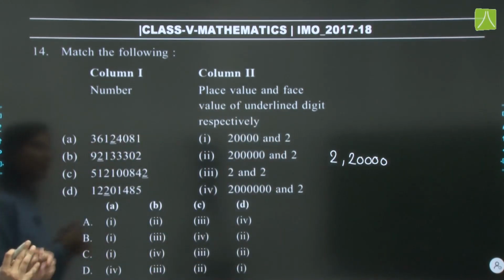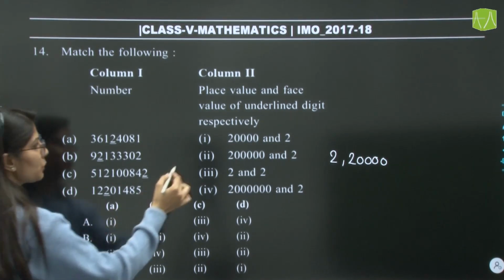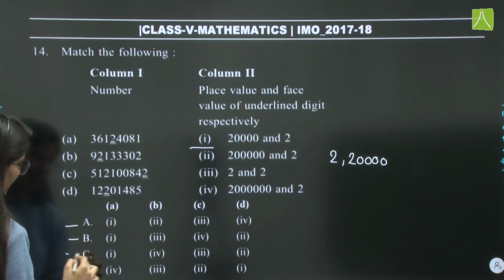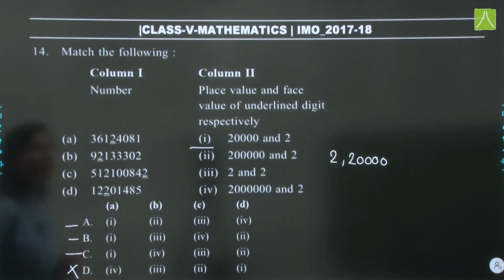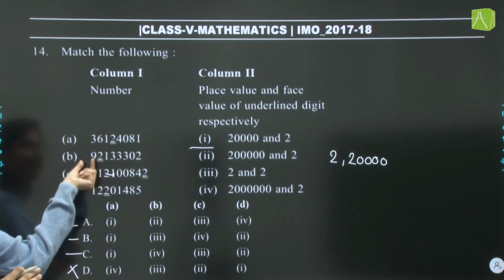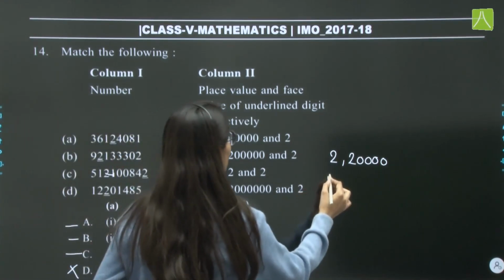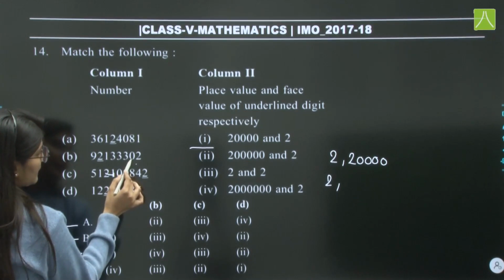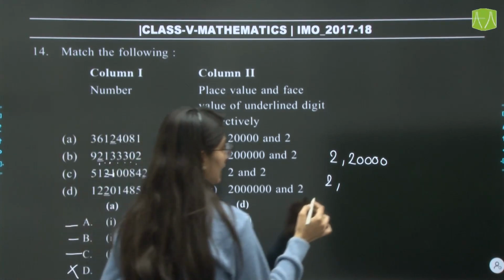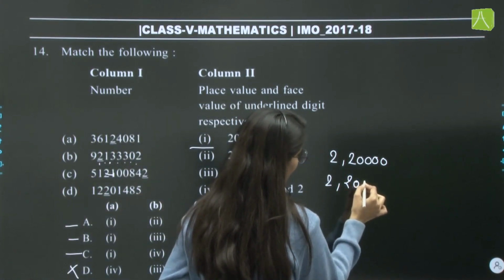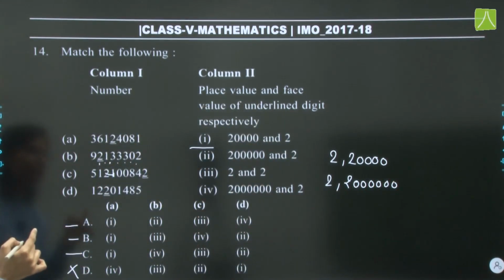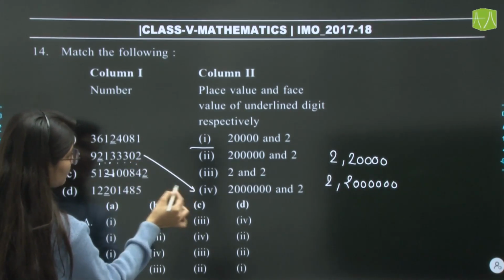And now we can check the answer. For A option we have this first one, and you can check the options also. For A we have, there are 3 options, so we can just remove this D one. There is no need of D. Now for option B we have 2. Again the face value of this underlined digit is 2, and the place value, see what is the place? Ones, tens, 100, 1000, 10,000, lakh, and this is 10 lakh. So 2 multiplied by 10 lakh, this will be 20 lakh. You can check the option. This 20 lakh and 2 will be the fourth option. You can match this with fourth one.